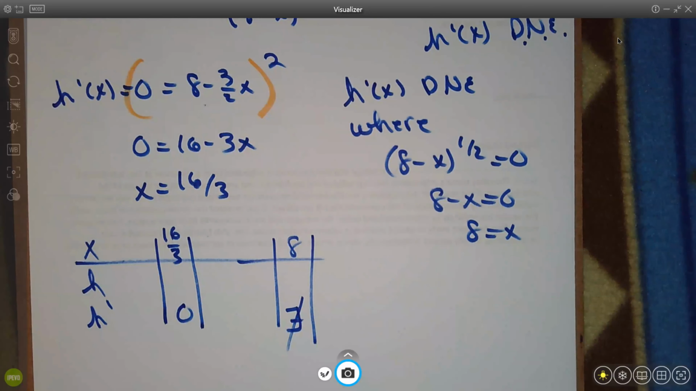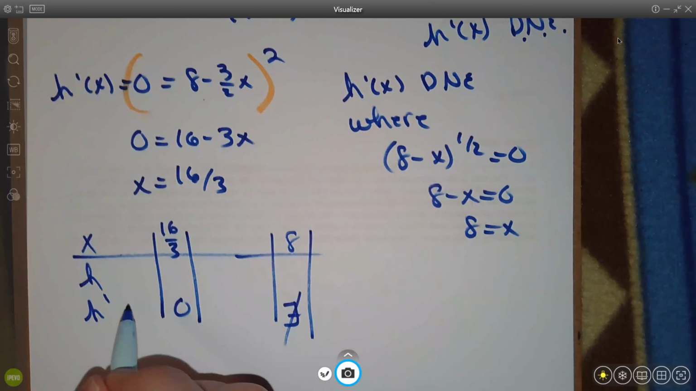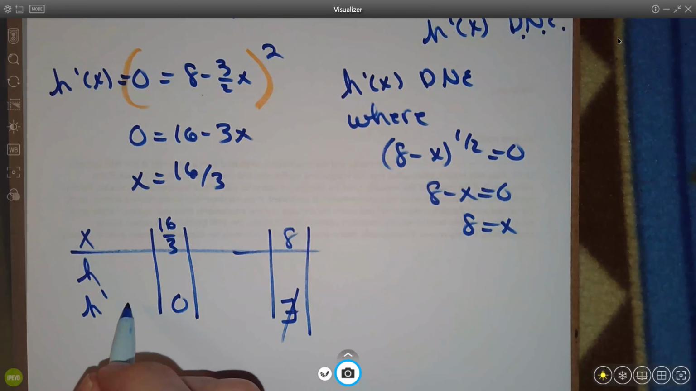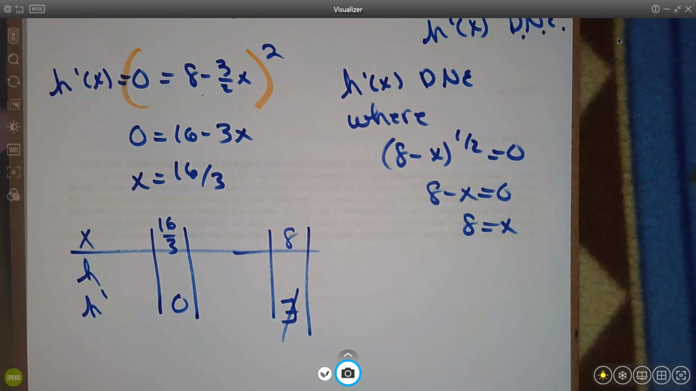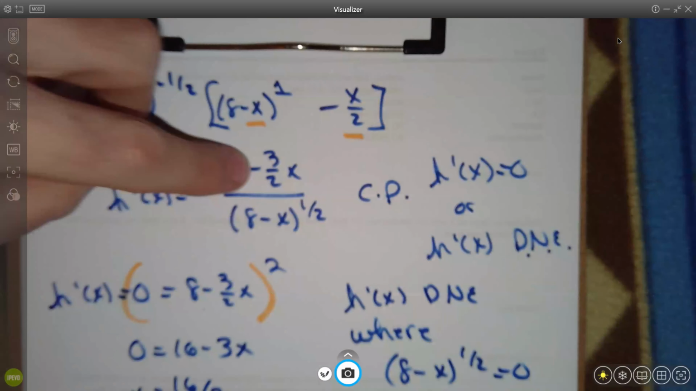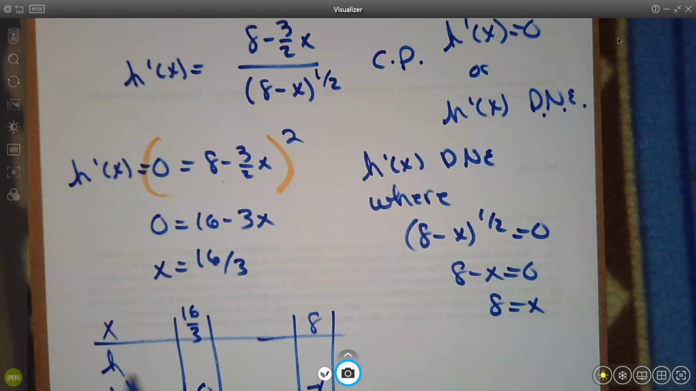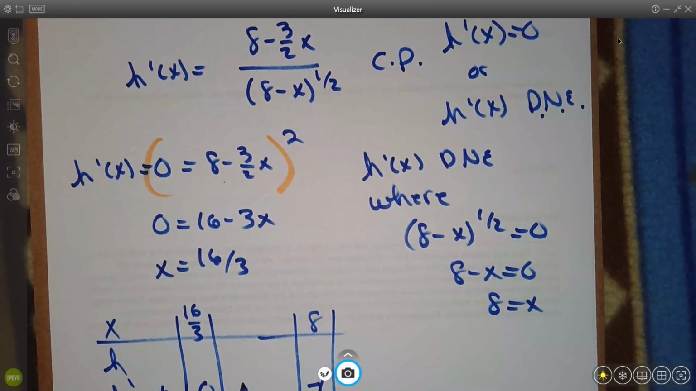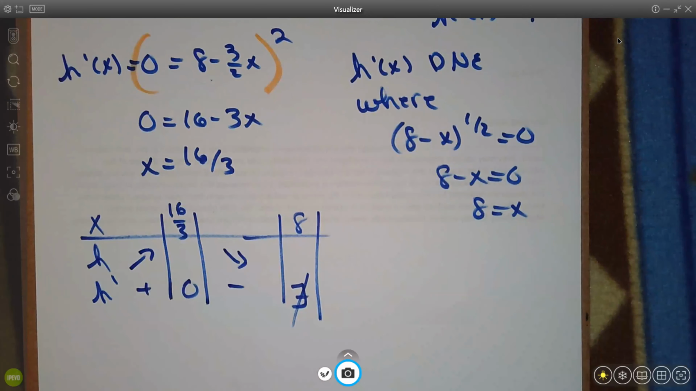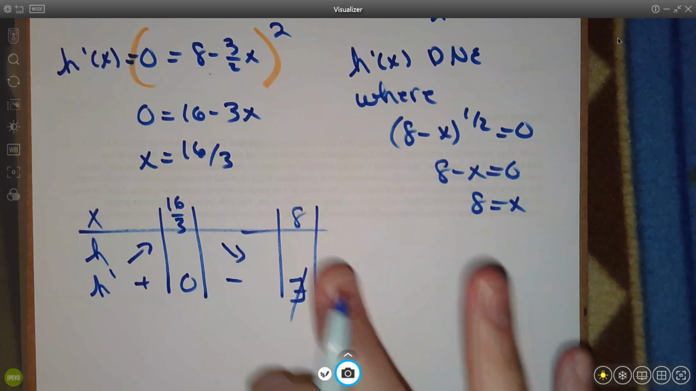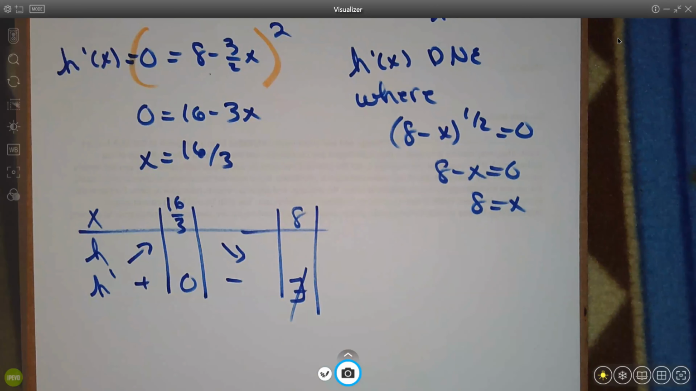I'm not going to take the time to take out a calculator and do the testing of points. Let me just do it for you mentally. You test points to the left of 16/3 in the derivative, like 0. If you put in 0, you get something positive. If you put in something bigger than 16/3, you're going to get something negative. So the function's increasing, then decreasing. And then you've got this oddball of what's happening here.